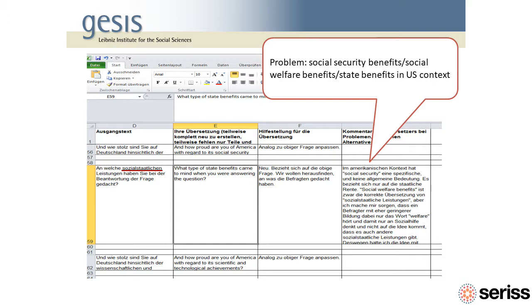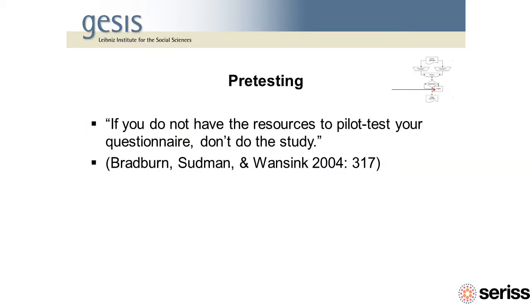So here in this case, there is a term in German, it's called sozialstaatliche Leistung, and the translator wasn't sure how to translate that into English for the US context, whether it should be social security benefits, social welfare benefits, or state benefits. So these were different options that the translator considered, and she gave us a lot of information about the different connotations and the different meaning components, so that later on at the next step, when there was this kind of review discussion, a good and appropriate translation option could be chosen. This is just how such a documentation may look like in Excel.